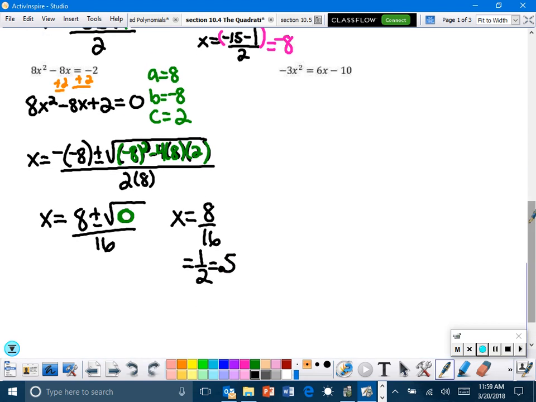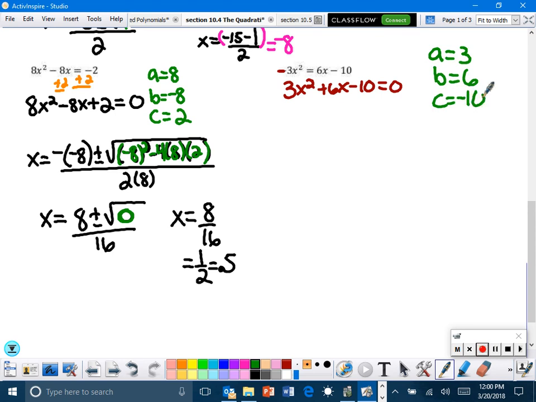The next one we'll do is right next to it. Now, in this problem, we've got a negative 3x squared. We never want a negative x squared. So we're going to move that one instead of the 6x minus 10. So we're going to add 3x squared to both sides. So when I add it to both sides, I have 3x squared plus 6x minus 10 equals 0. All right, so there my A is 3, my B is 6, and my C is negative 10.